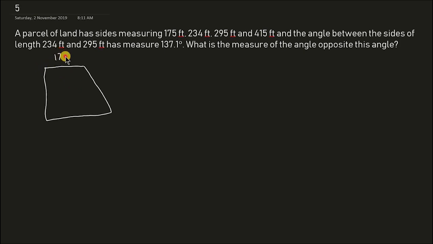So, let's name this 175, 234, 295, 415. Okay. The angle between the sides of length 234 and 295 measures 137.1 degrees. So, this is 234 and 295. Yung angle sa gitna daw is 137.1 degrees. Now, the question, what is the measure of the angle opposite this angle? So, opposite this angle is this angle. So, ito po yung hinahanap niya.